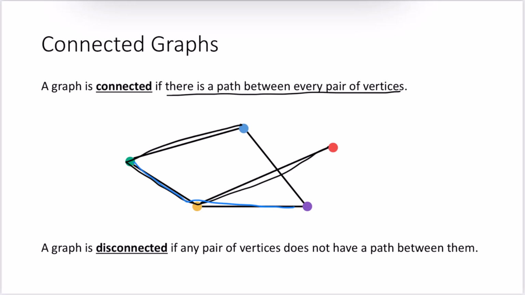And then a graph is disconnected if any pair of vertices does not have a path between them. So let's say, for example, that this graph also had maybe an extra vertex or two over here, and they were connected like this. If this was the graph we were working with, it would be a disconnected graph because you can't get from, say, the red vertex to this vertex. There is no way to draw a path between them. And so that would mean that the graph would be disconnected.